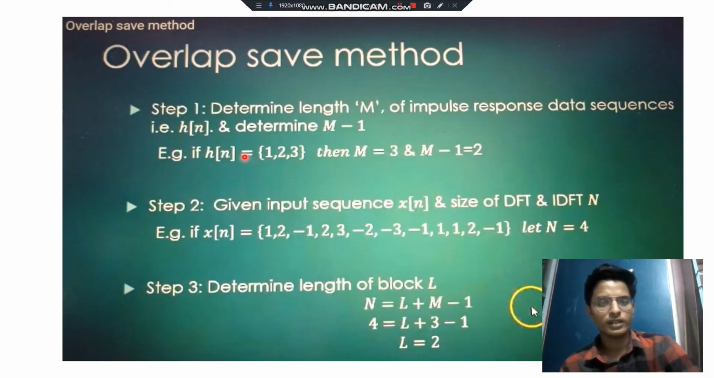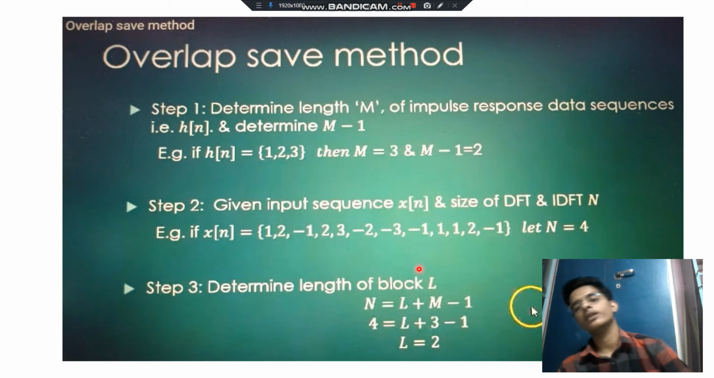Let us take h of n is equal to 1, 2, 3. So the impulse response is of length 3. So m is equal to 3, and m minus 1 is equal to 2. And the given input sequence x of n is equal to 1, 2, minus 1, 2, 3, minus 2, minus 3, minus 1, 1, 1, 2, minus 1. And we take n is equal to 4.